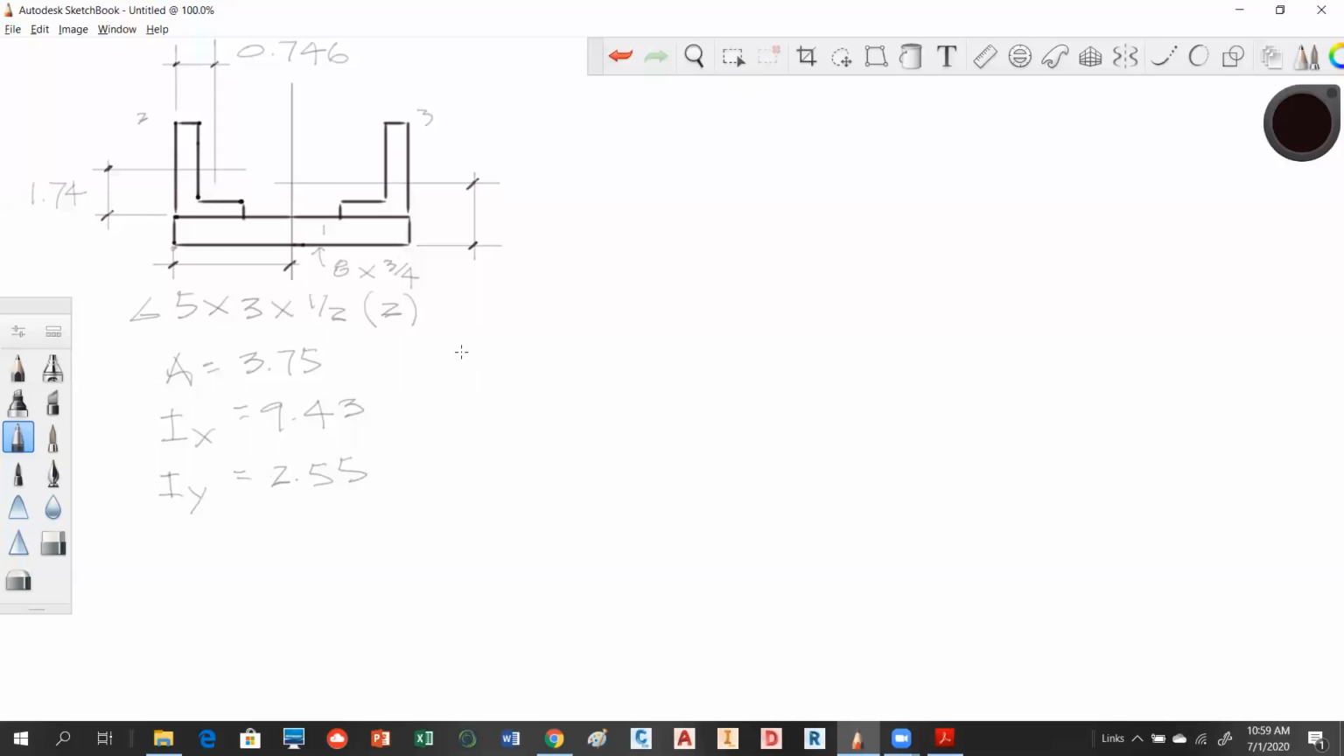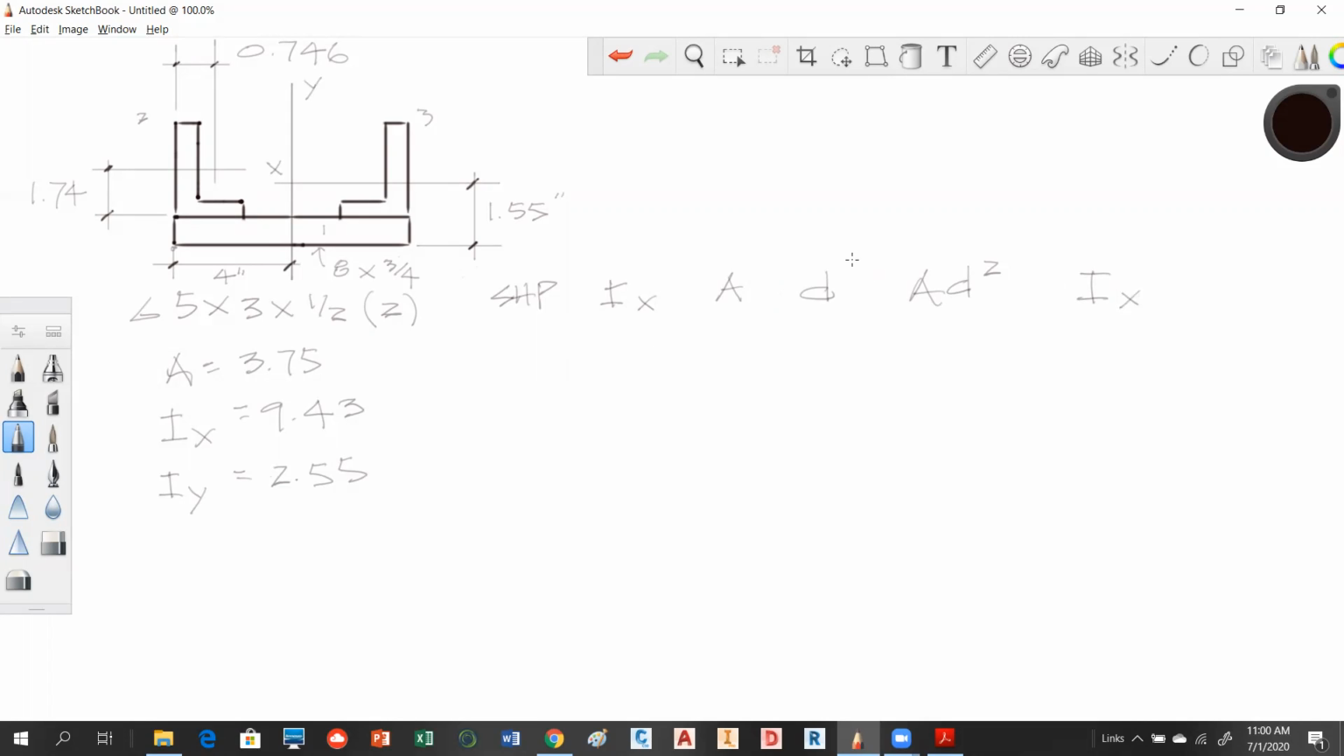Okay, so now that we have calculated the centroid location, we know that this is your Y and this is your X, and this turned out to be 1.55 inches, and this turned out to be 4. Okay, so we're ready to now go in and do the moment of inertia. We'll look at the X direction first: IX, and then we have A and D, AD squared, and then IX.